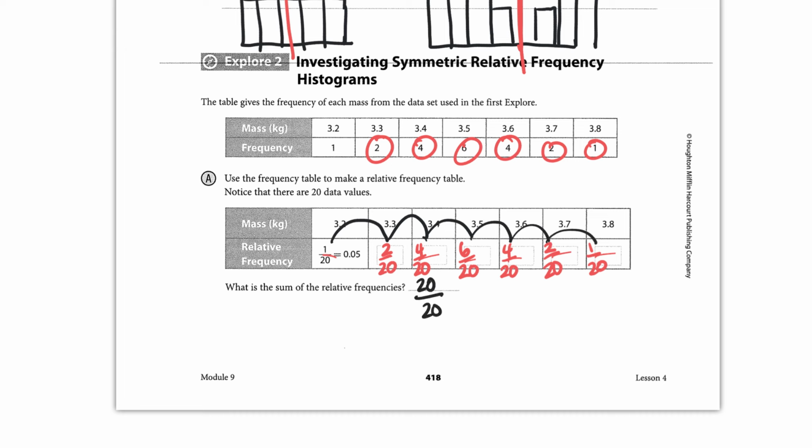And if we did the decimal version and you add all the decimals together, you would get 1. And it has to add up to 1. That represents 100%. We've included all the data values, and the total out of 20 should be 100%.